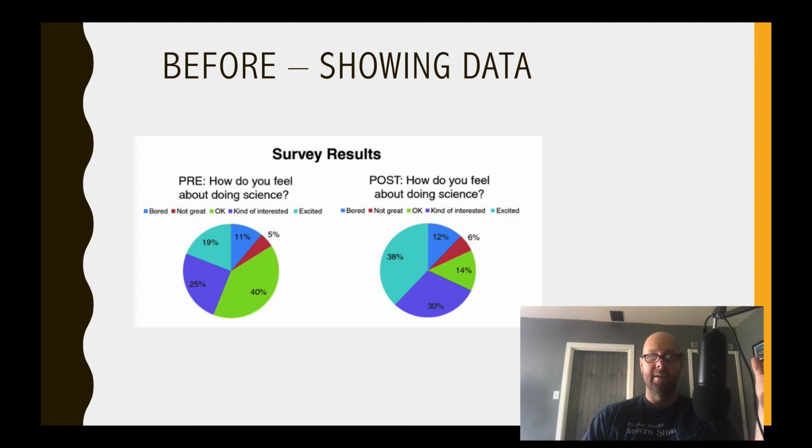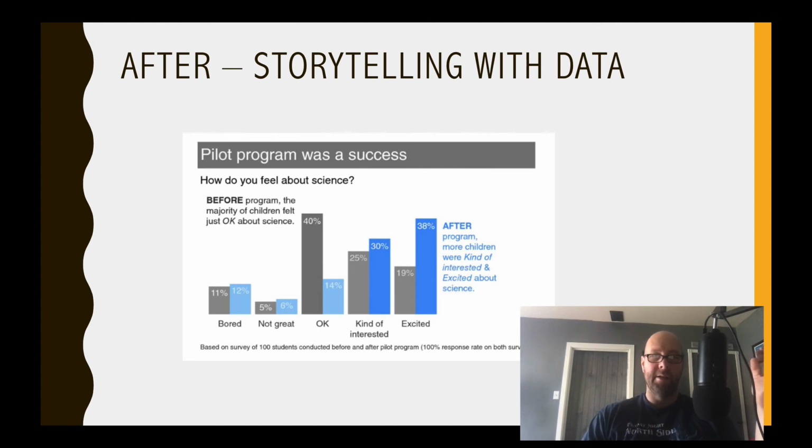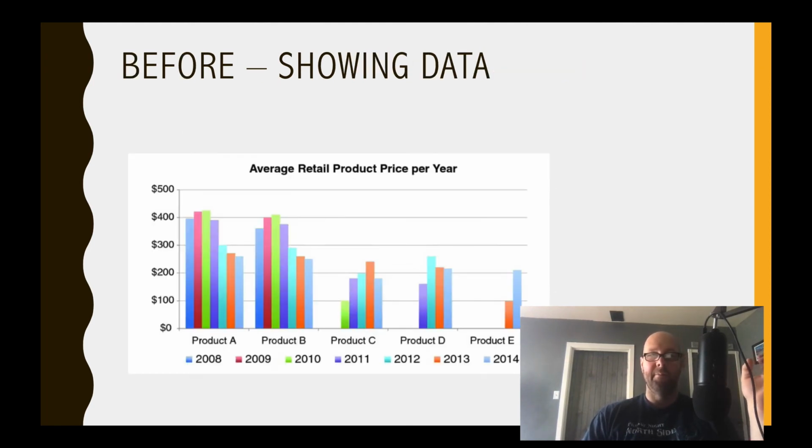Before showing data, survey results, as you can see here, you have the pre and the post. Another one is pilot program was a success. They're showing you what percentage was bored, what was okay, what was interesting, and afterwards. So think about this model. Is this a good model? Do you see a better way of improving it?